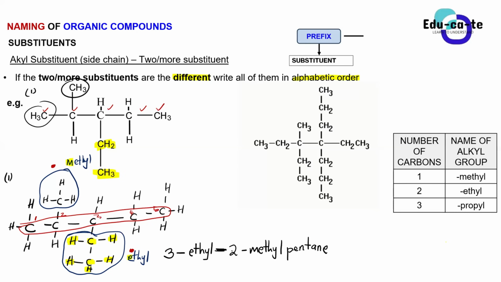Don't start with the methyl group, that would be wrong. Always start with the what? With the ethyl, because this letter E comes first. Even if there are 2 or even if there are 7, as long as it's an ethyl group, when we look at the name of the substituents, the letter comes first in the alphabet before the M from the methyl. So essentially, we start with the 3 ethyl, 2 methyl.